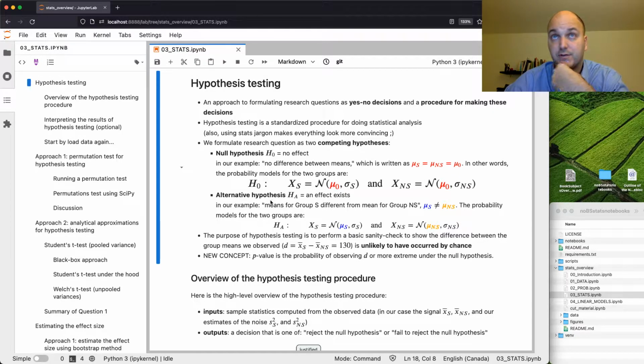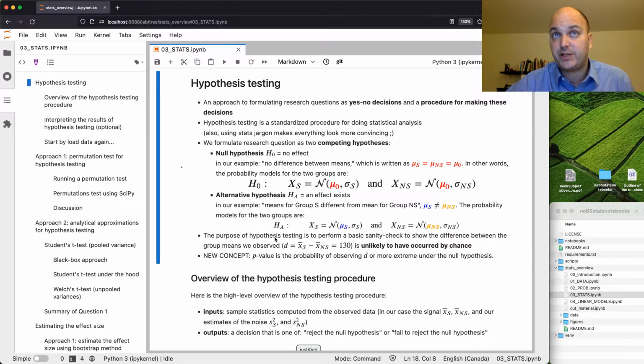The alternative, what we really believe and want to show, is that there is some effect. So the mean from the people who did statistics and the mean from those who didn't do statistics is different. Hopefully this is greater than this, but we'll do that later on. We'll do the estimation later. For now, we just want to reject the one in red. Okay?